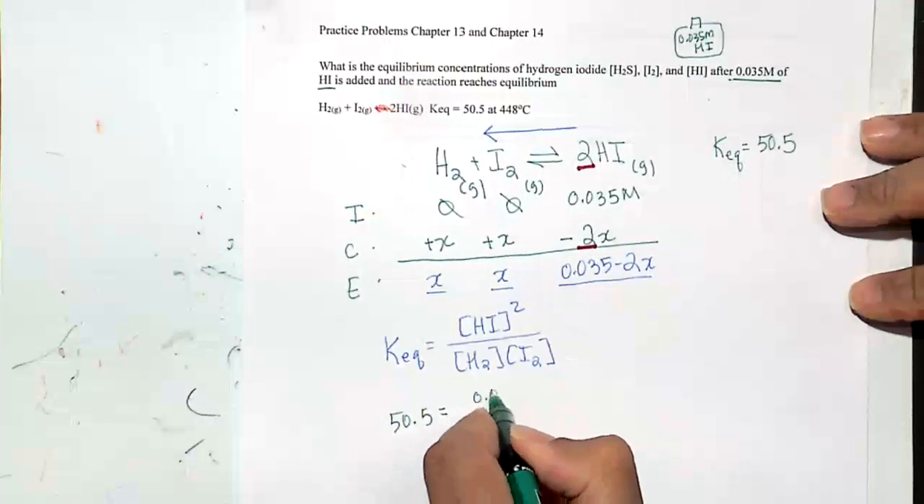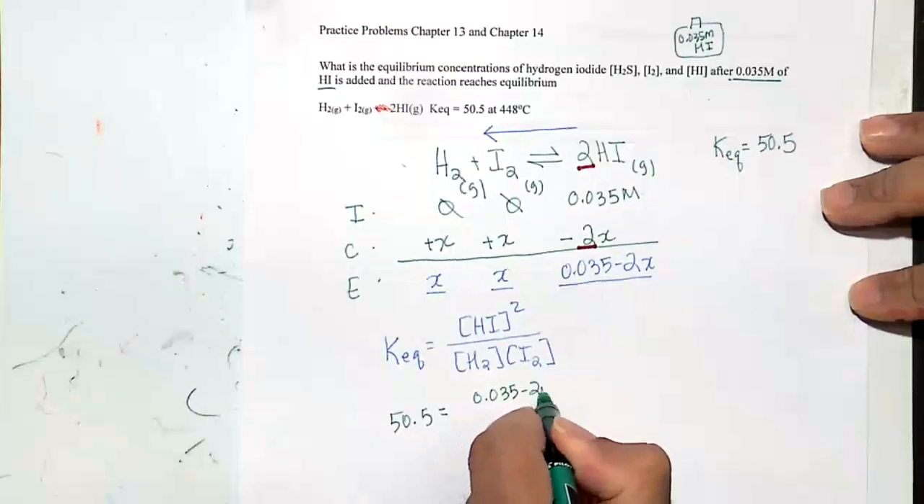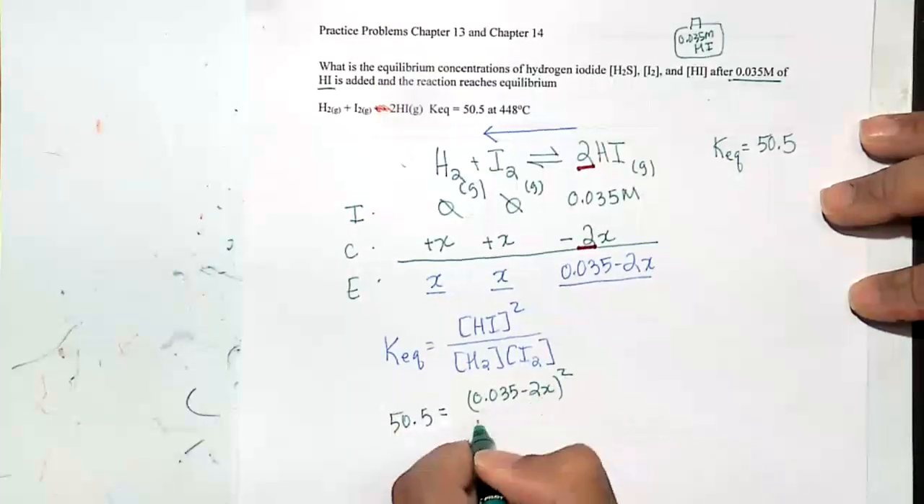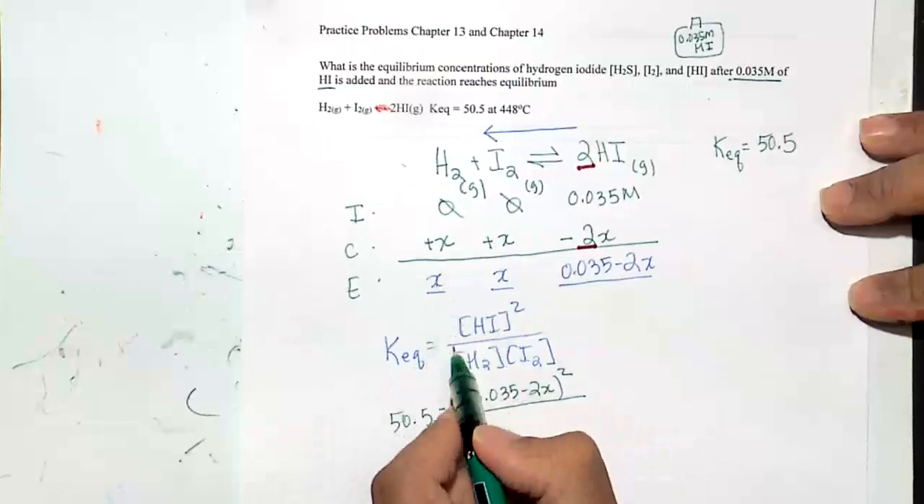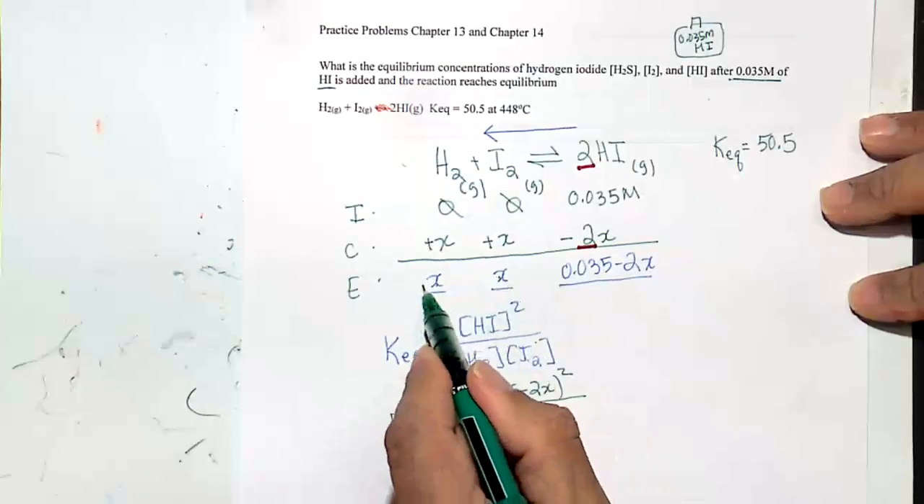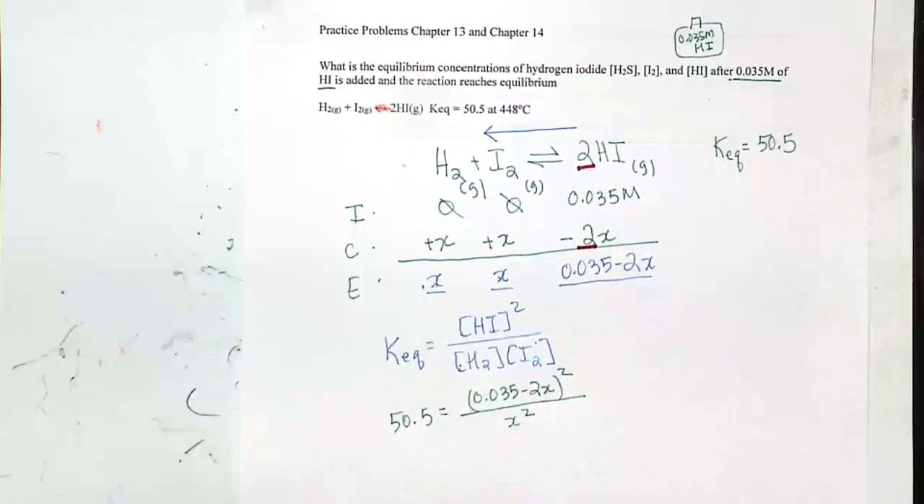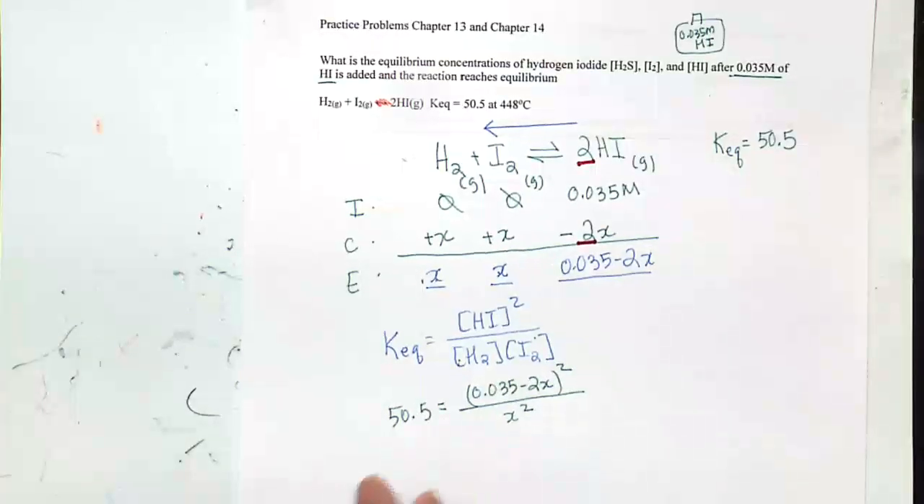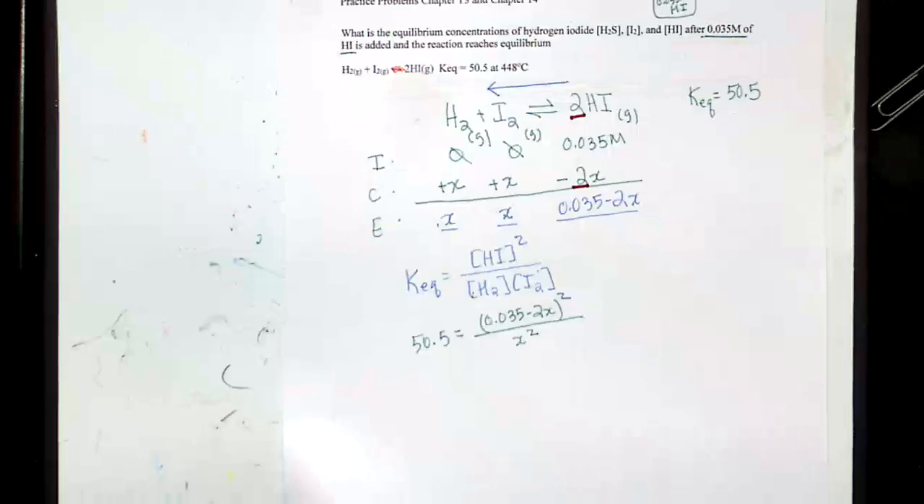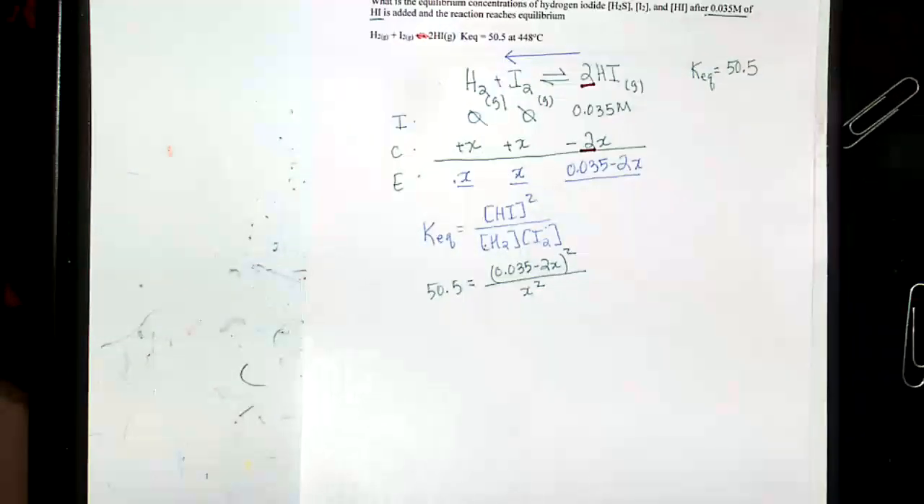Okay, [HI] is 0.035 minus 2x. We will square it, divided by x and x. X here and x here. x times x is x squared. Alright, so to solve for x, we will take the square root of both sides of the equation.